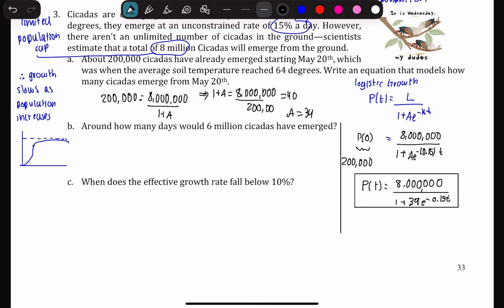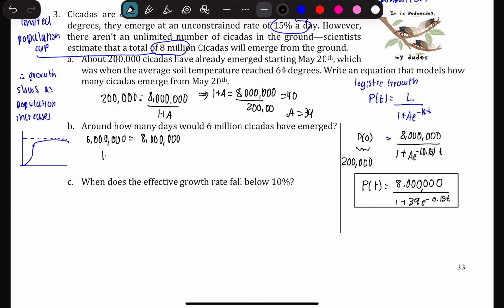Now for part B, we're asked, when do 6 million cicadas emerge? So that means we're going to set P of t equal to 6 million, and then you're going to solve for t. You're going to have to perform operations on your calculator.